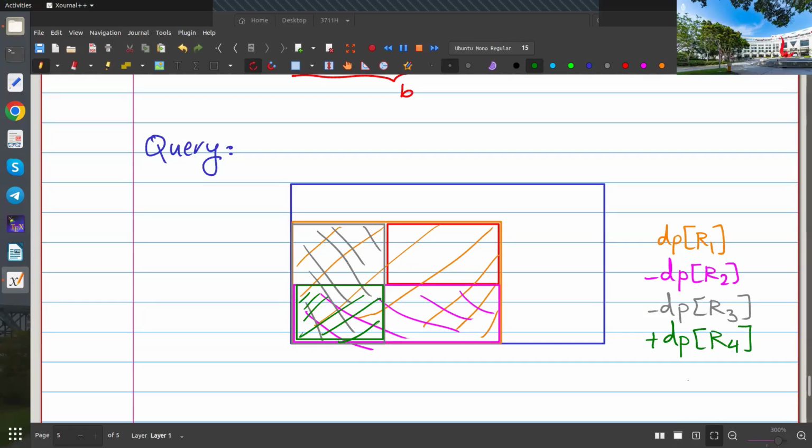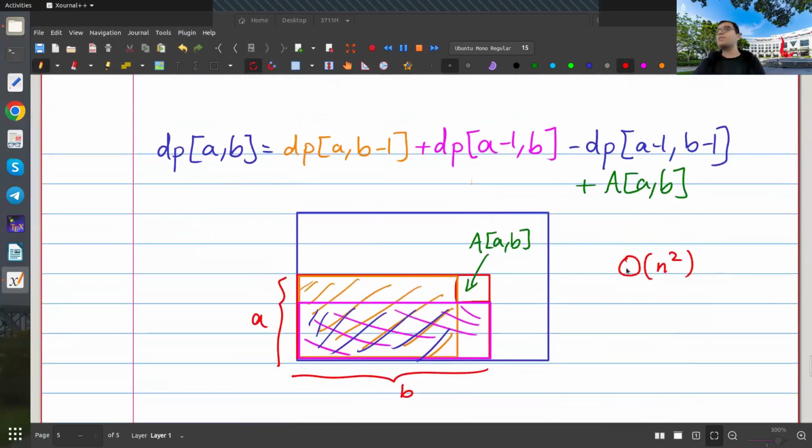Now, I didn't write it algebraically because it becomes a mess. But the point here is that any rectangle can be written as a combination of 4 of the rectangles for which we have pre-computed the sums. Right? So whenever I want to answer a query, I can just calculate this combination. And this is going to take O(1) because I have these dp values for all of these rectangles saved from my pre-processing. So now finally, this means that every query is taking constant time, but my pre-processing was also taking n squared time. So my pre-processing is optimal and my query is also optimal. I cannot do better than this.